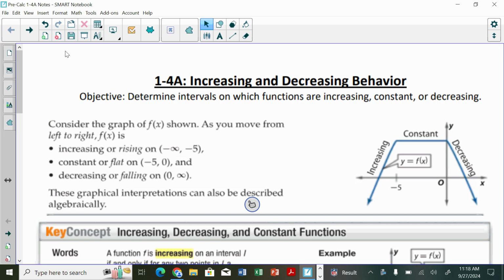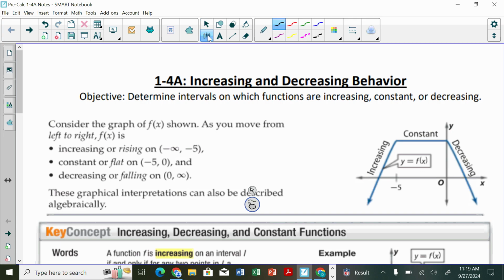All right, our objective today, we're going to determine intervals on which functions are increasing, constant, or decreasing. So it seems pretty simple when we think of it that way, that what we're looking at is just certain intervals, meaning a certain point or a certain section of the graph, in which we're going to look at just that section. Is it increasing, decreasing, or constant? So you see the graph over here on the right that we can look at, just kind of look at the words as we go through them.